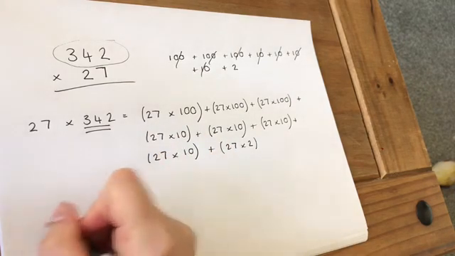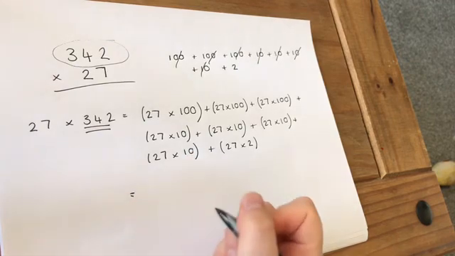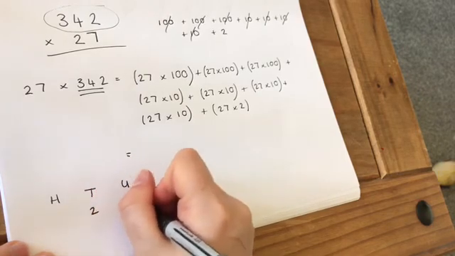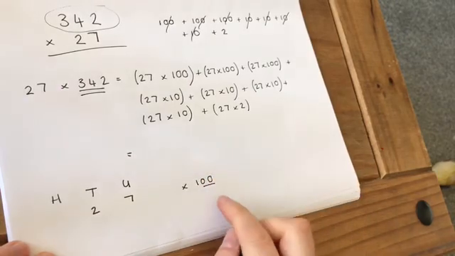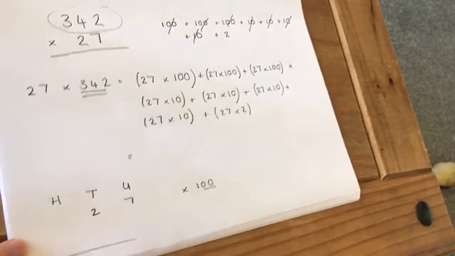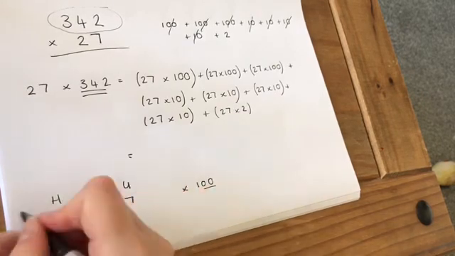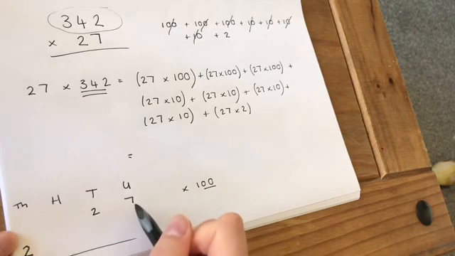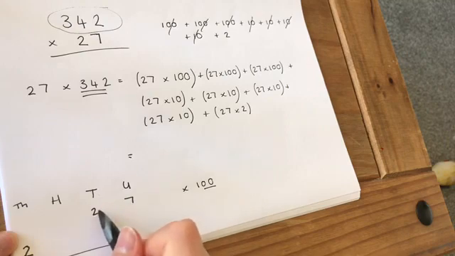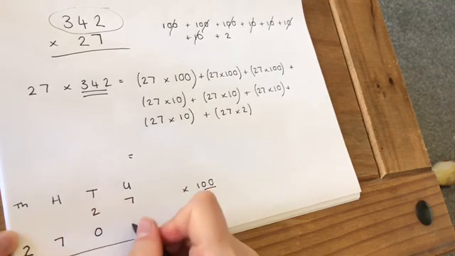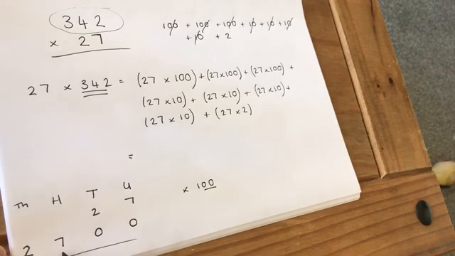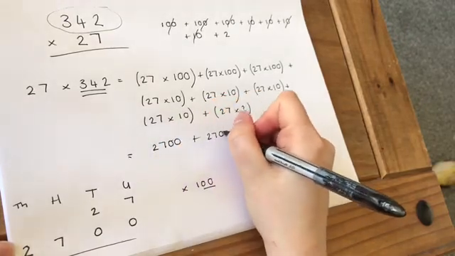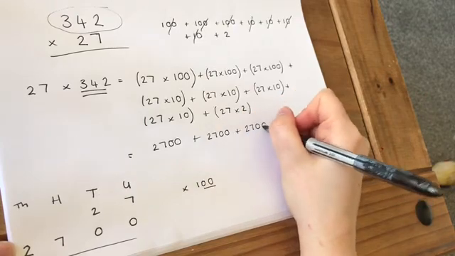So let's start with the first one, 27 times 100. Looking again at our hundreds, tens, and units, 27. Now this time we're timesing by 100, so we need to move 2 columns. We're moving this way because we're multiplying, and we're going to move 2 columns because there's 2 zeros. Our 2 is going to move 2 columns, and our 7 is going to move 2 columns. Then we're going to have some placeholders in these 2 columns. So we've got 2,700. Okay, so 2,700 plus 2,700 plus 2,700.